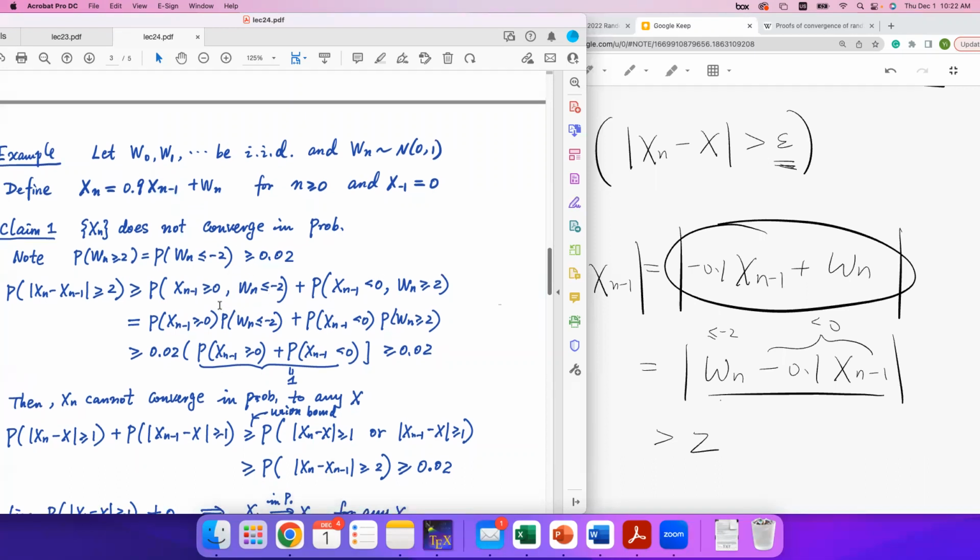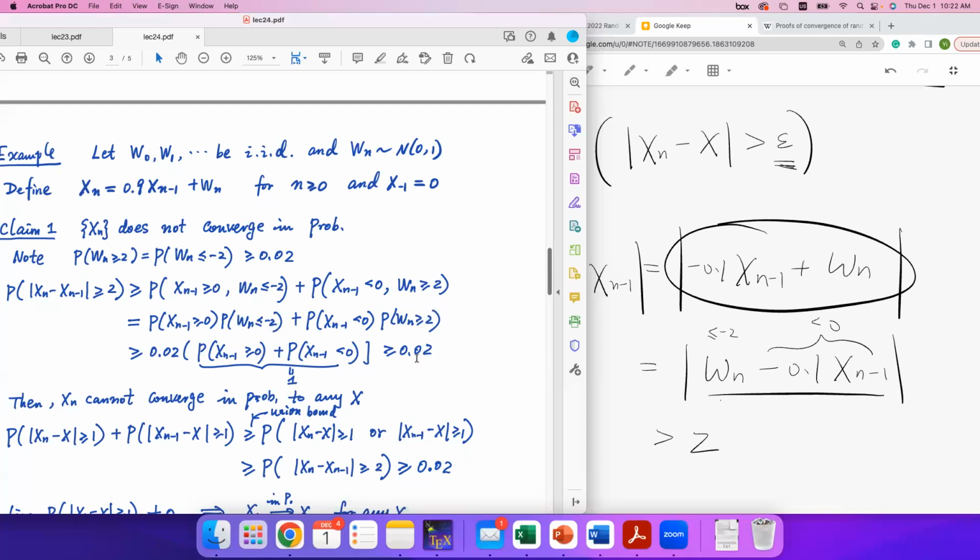And then we can utilize this numerical estimate. Both of these two are bigger than 0.2, so it's greater than or equal to 0.02 times the addition of these two. And these two are complementary to each other, so the sum equals 1, it's probability 1.